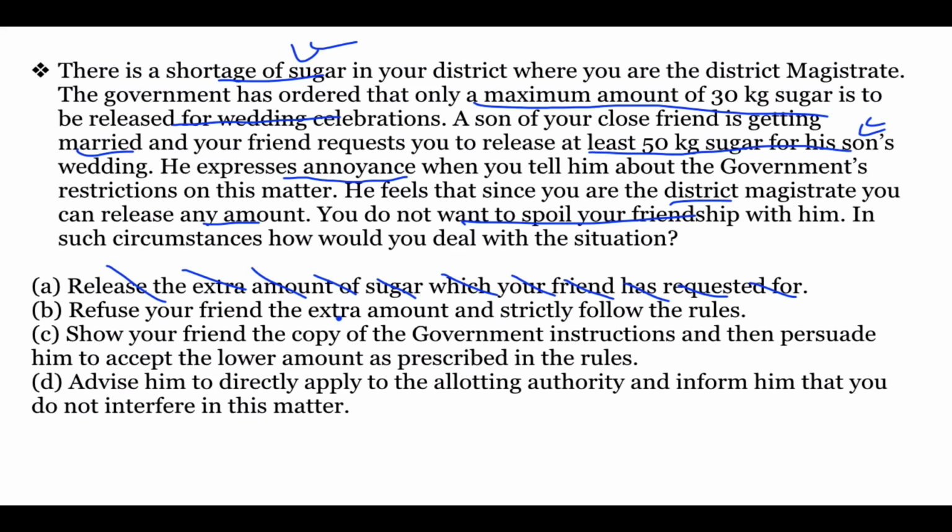Refuse your friend the extra amount and strictly follow the rules since you do not want to spoil your friendship. So this is also wrong. Show your friend the copy of government instructions and then accept the lower amount. C is also right. And in this case, I think since you are strictly following the rules, even if the friendship goes haywire, even B is correct, because D is absolutely wrong, because you have to interfere in this matter. So the answer is B or C in this case according to me.